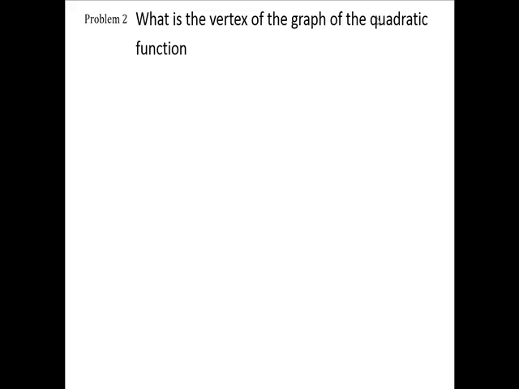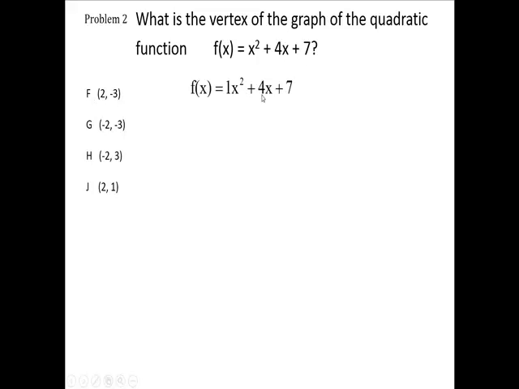What is the vertex of the graph of the quadratic function f of x equals x squared plus 4x plus 7? Here are my choices, and here is the function. Notice I put a 1 in front of the x squared. So if you use the function f of x equals ax squared plus bx plus c, then a is that first coefficient, b is the 4, and c is the 7.